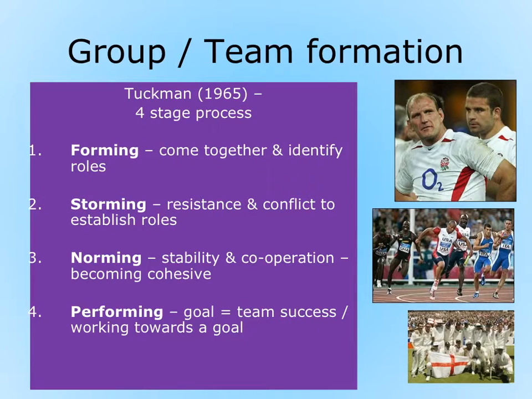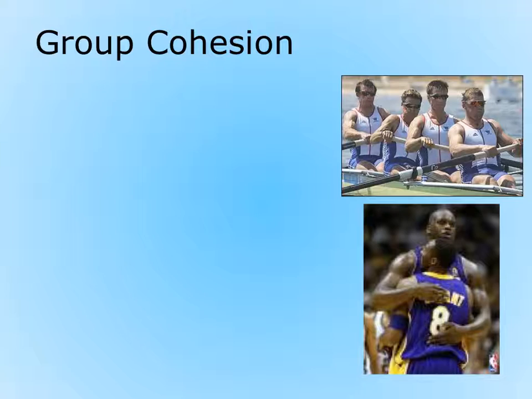I'm hoping you've remembered that we've got these 4 rhyming words: forming, storming, norming and performing. So the first one is where the group comes together, and then out of that we get some conflict around people fighting over roles, so that's storming. Once we get some level of stability, we get norming, and then when everyone starts to work towards the same goal, the team success, that is performing.